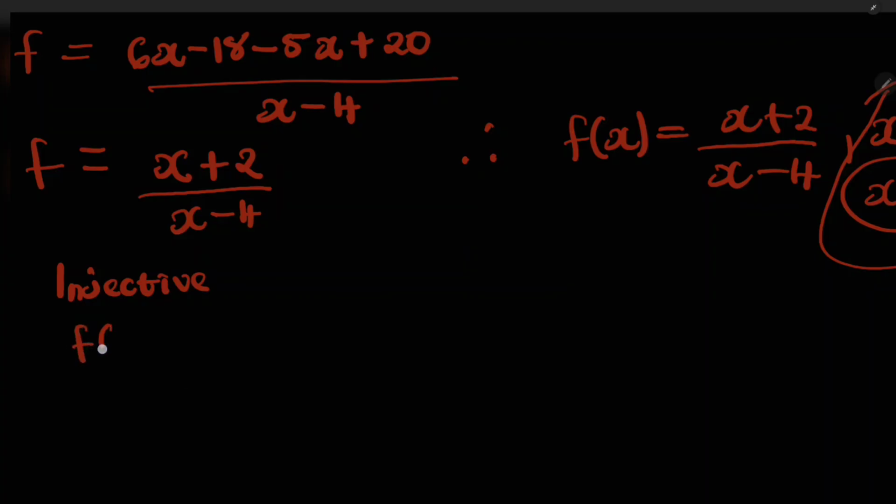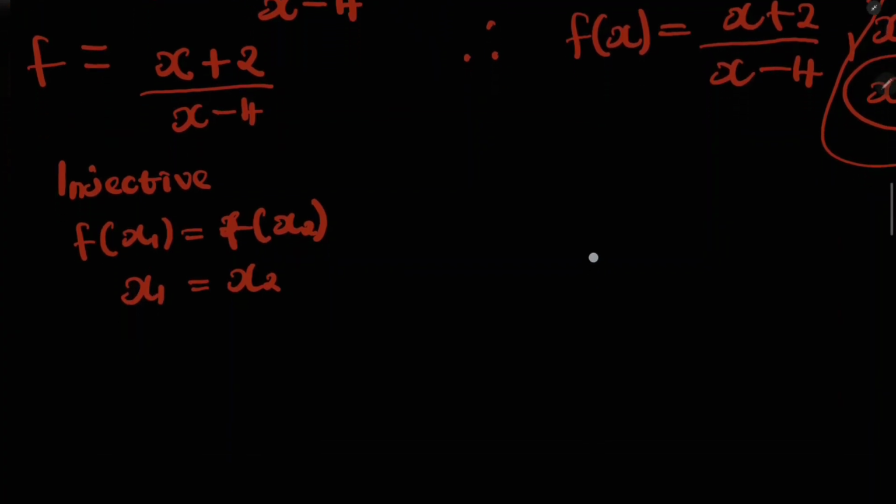Remember, for injectivity, f of x1 should be equal to f of x2, which means x1 should be equal to x2. So when we substitute x1 into this equation, and substitute x2 into this, and equate them, at the end we should have x1 equal to x2. That should be our final answer to show that it is injective. Okay, let's go.